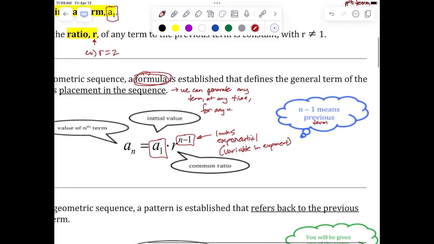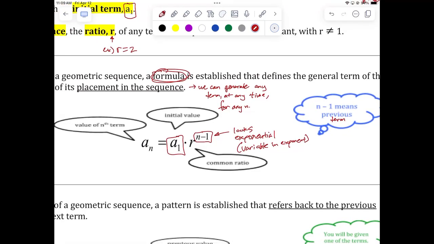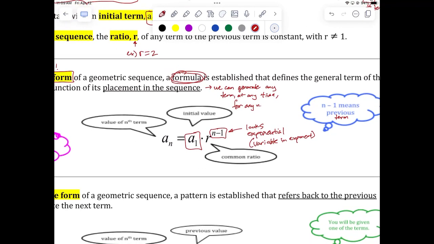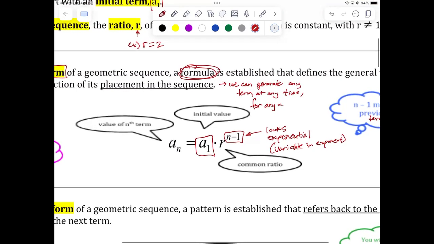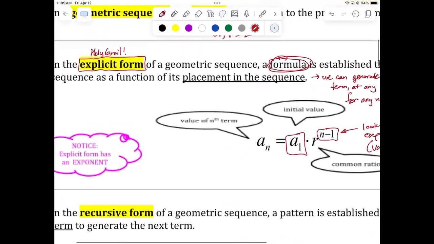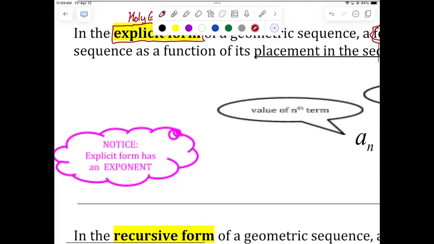That's kind of common sense. If n is the nth term, n minus 1 is the previous one. We call r the common ratio. We call a sub 1 the initial value, and a sub n is the value of the nth term. Notice explicit form has an exponent. I already told you that.